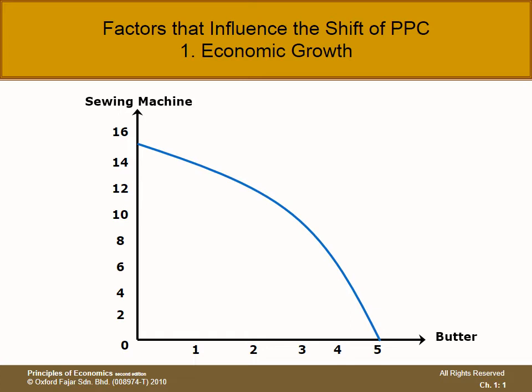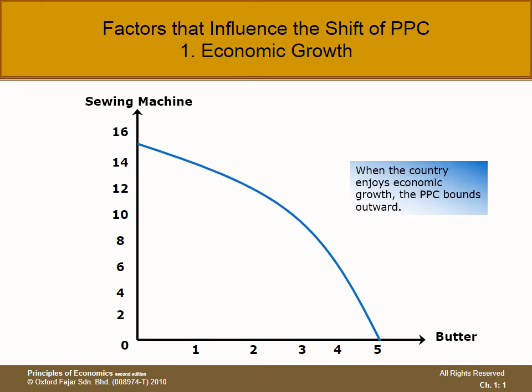If it is efficient, it means that our points are along the curve. But if it is inefficient, it means that it is inside the curve. But if it is unattainable, it is outside the curve. Scarcity is also outside the curve, okay. So now, when the country enjoys economic growth, the PPC bounces outward.